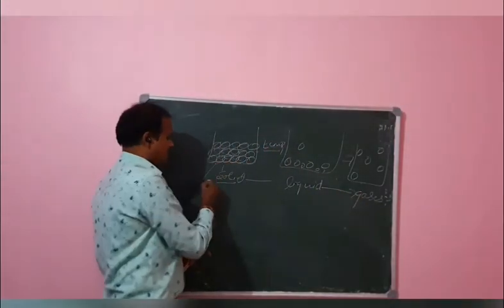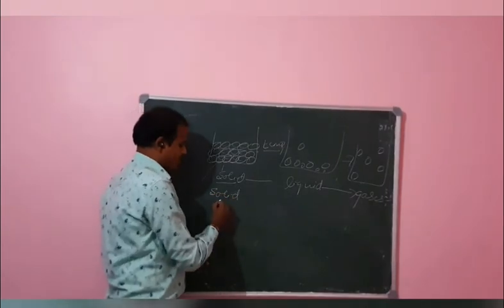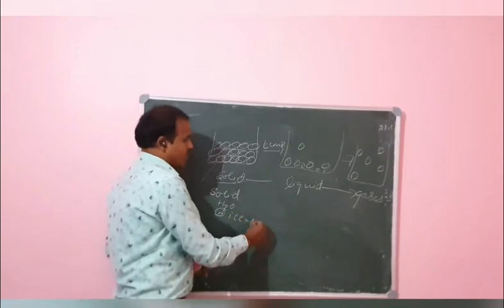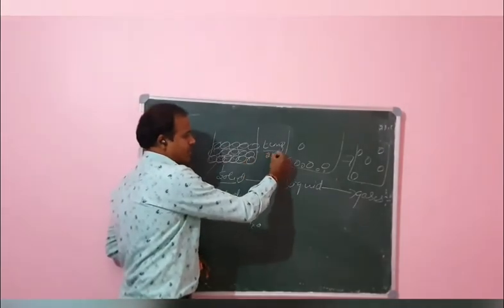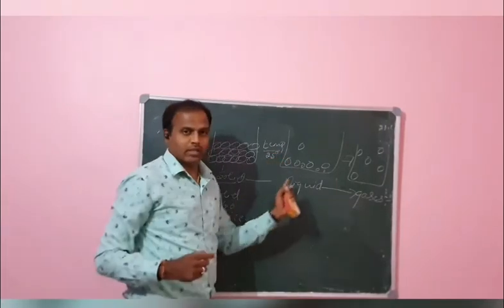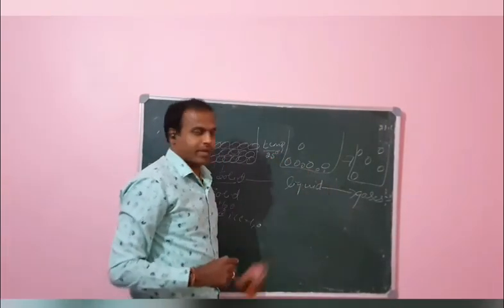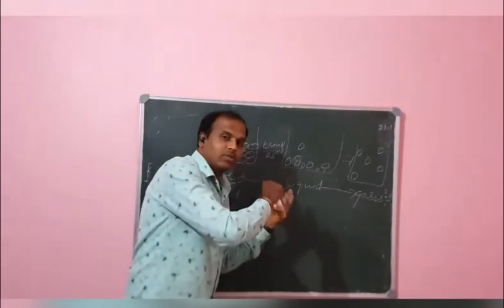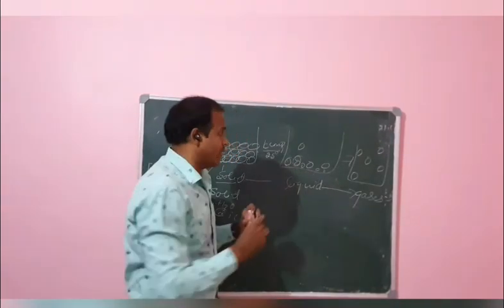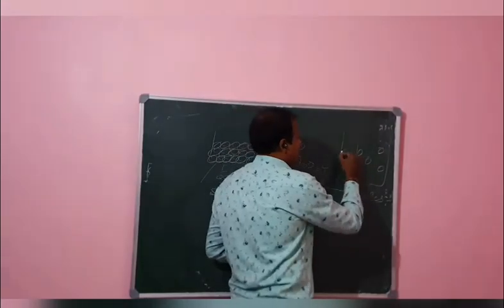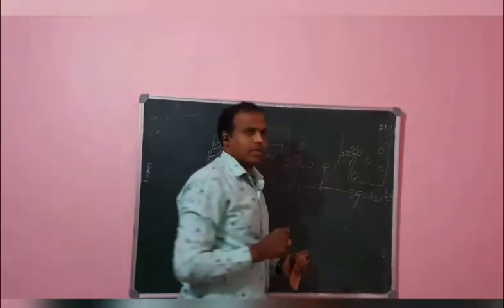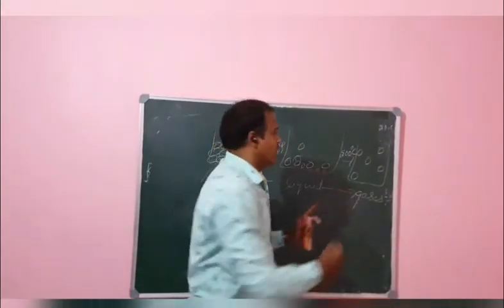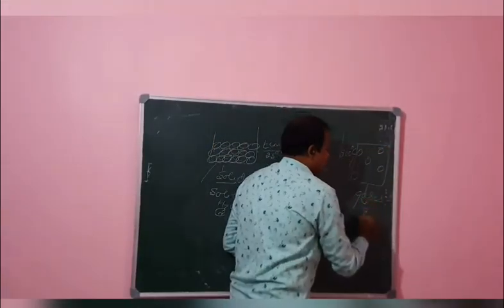For example, take solid H2O, which is ice. At a temperature of 25 degrees Celsius, the solid is converted into liquid, because the arrangement of the particles becomes loose. Again, at 200 degrees Celsius, the liquid is converted into gaseous particles, because the particles are very loosely arranged.